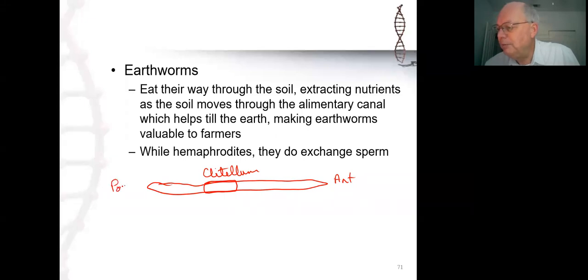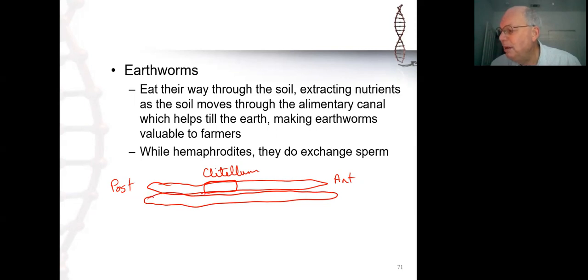So we label that ant and post. And one of the things about the sedentarians, and particularly earthworms, and what used to be called oligochaeta, is that the anterior and the posterior end are sometimes very confusing to identify. So the two worms will line up next to each other and will slide past each other. So this worm's going this way, this worm's going this way.